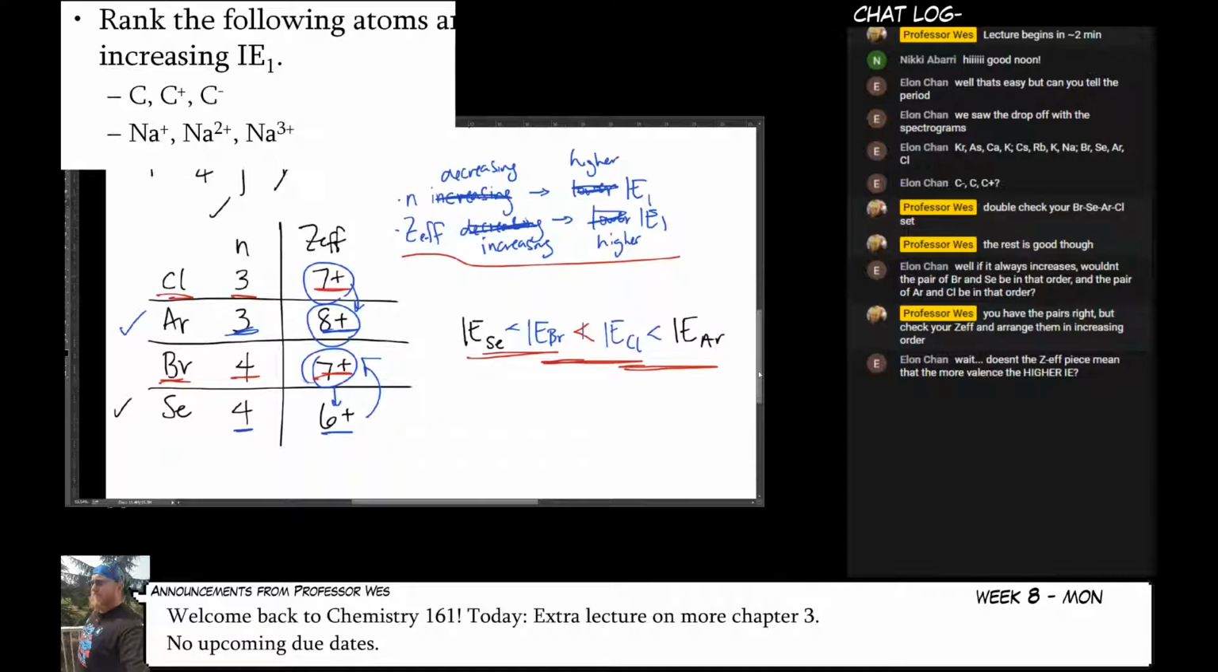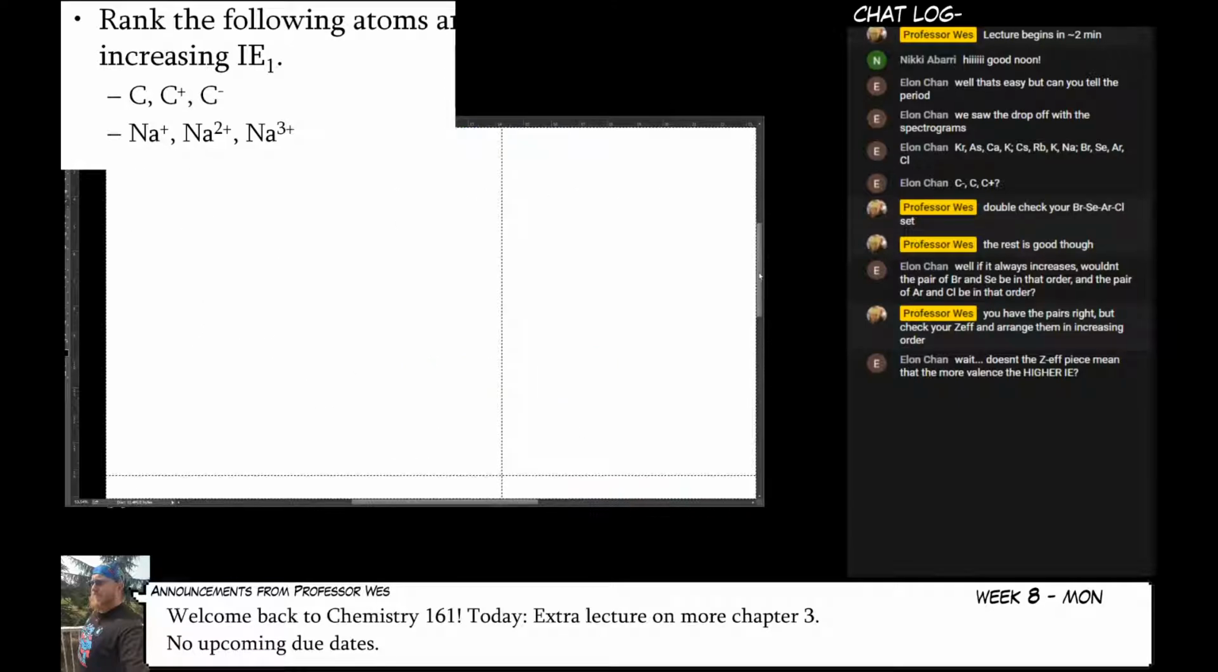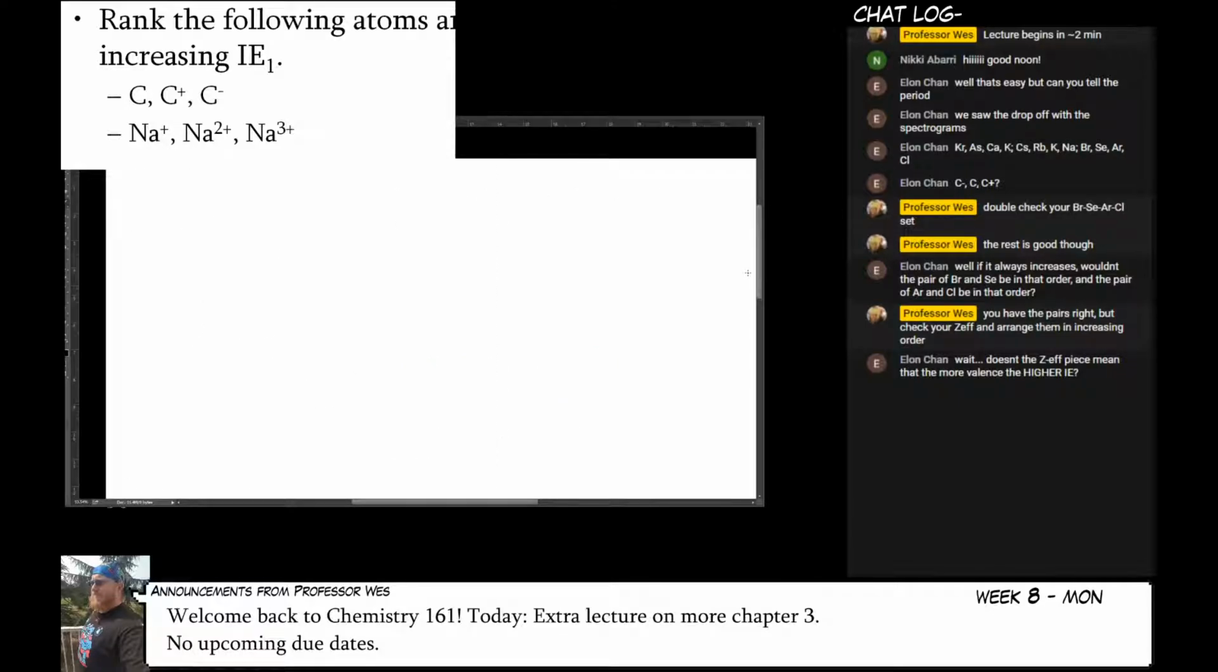Okay, I gotta clear this, unfortunately, because we're out of space on the canvas here. Alright, so let's rank the following in order of increasing ionization energy. Now, if I do this sort of analysis for these ions, then what I see is that I get the same N every time. But Z effective does change slightly. Well, actually, in this case, it doesn't.